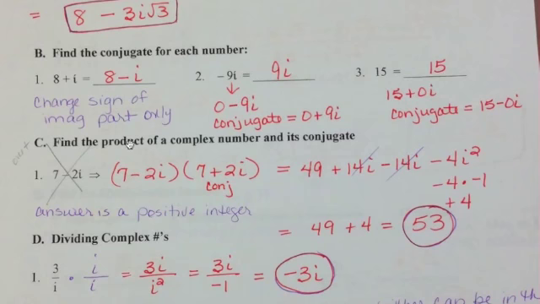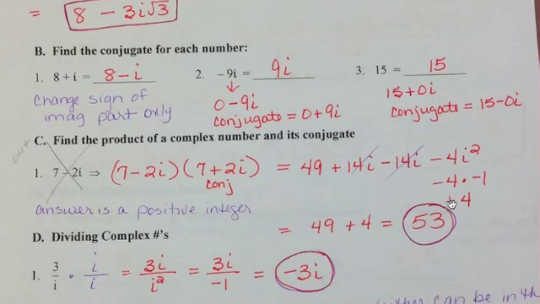Next part is to find the product of a complex number and its conjugate. Now here's a quick little trick. When we multiply this number, 7 minus 2i, by its conjugate, 7 plus 2i, the trick is this. Look at this, 7 squared is 49, and negative 2i times positive 2i, we square that and we lose the i. So it becomes the square of the first term plus the square of the second term and lose the i. 49 plus 4 is 53. That's a quick little trick. If you need to see the work, go ahead and look at this and check it out.